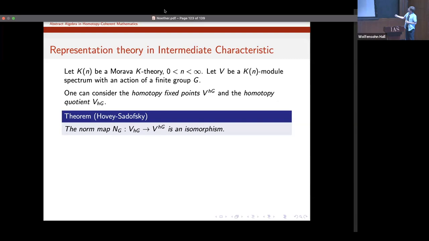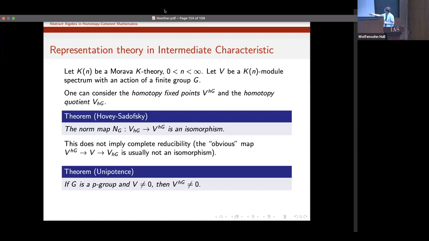Now, this does not imply complete reducibility. There's also an obvious map: the invariants for the action of G map into V, and V maps to the co-invariants. This composite map is not usually an isomorphism. So the invariants don't split off, but nonetheless, you have this norm isomorphism. So that's saying it looks a little bit like characteristic zero, not entirely, but at least it has a common feature. And let me mention, it also behaves a little bit like characteristic p.